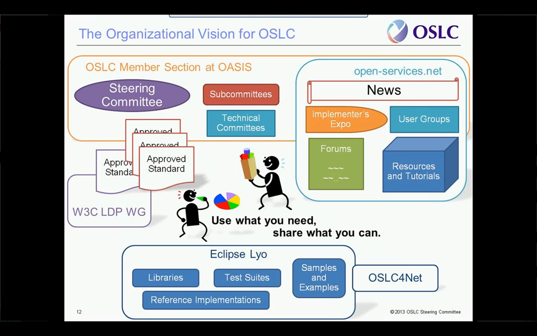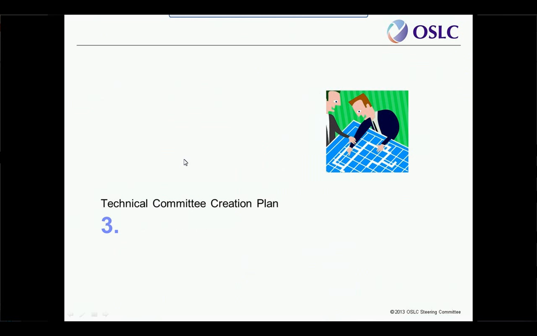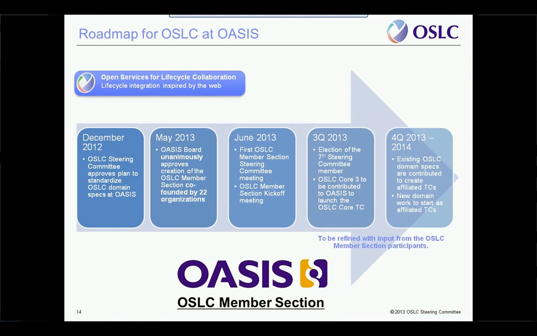Yeah, thanks, Mac. And thanks, Steve. Actually, just before I flip on, I'll just key in on this, inside the OSLC member section at OASIS that we see here. There's a steering committee, and that's clearly up and going, but that technical committees box, as John alluded to, we don't have any of those yet, and that's one of the top orders of business that we need to do. We actually need to start doing the technical work in OASIS. So that's what we'll look at next here, the technical committee creation plan, and especially I guess we'll focus most on the first one that we'll be doing.